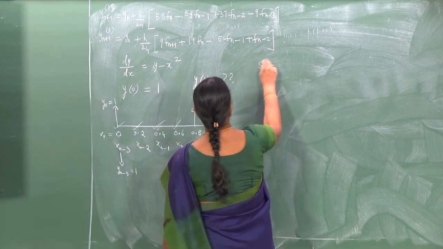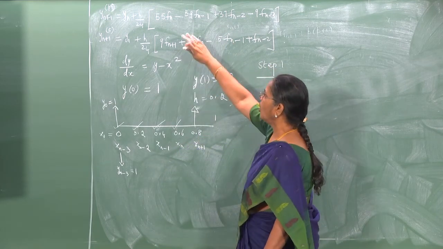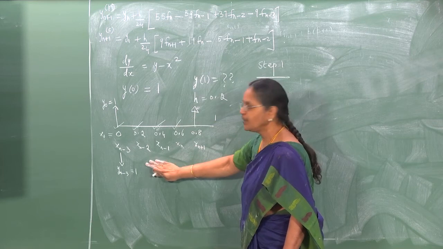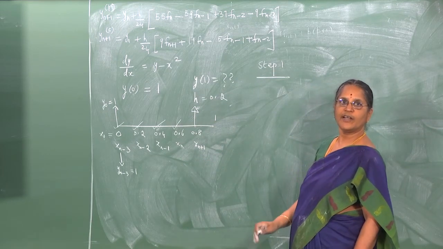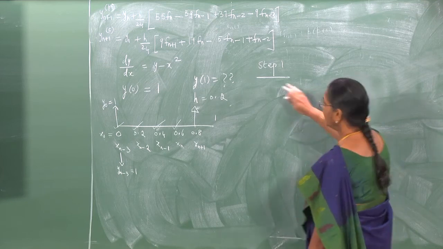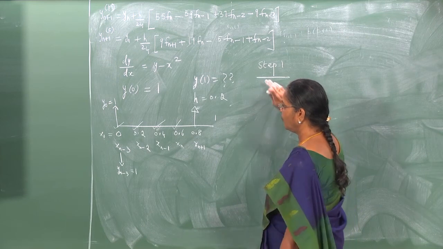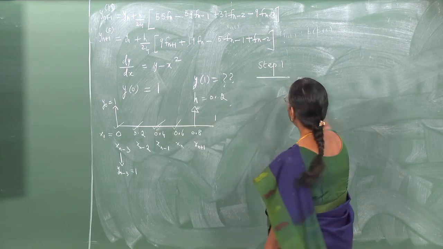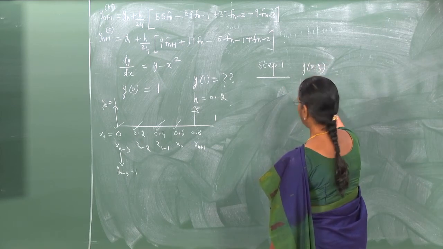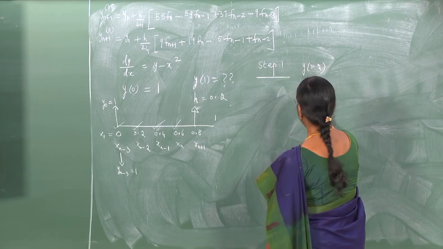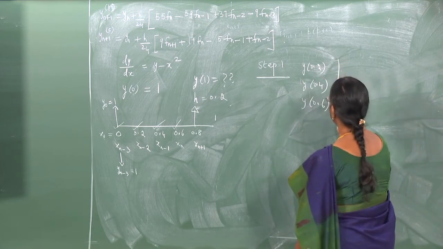So, step 1. Given a problem, write down what are all the information that you gather from the given problem and what is it that you require. That is your first step. And then continue in your first step the computation of whatever that is required. So, we require solution at 0.2, solution at 0.4 and at 0.6. So, how do you get this?